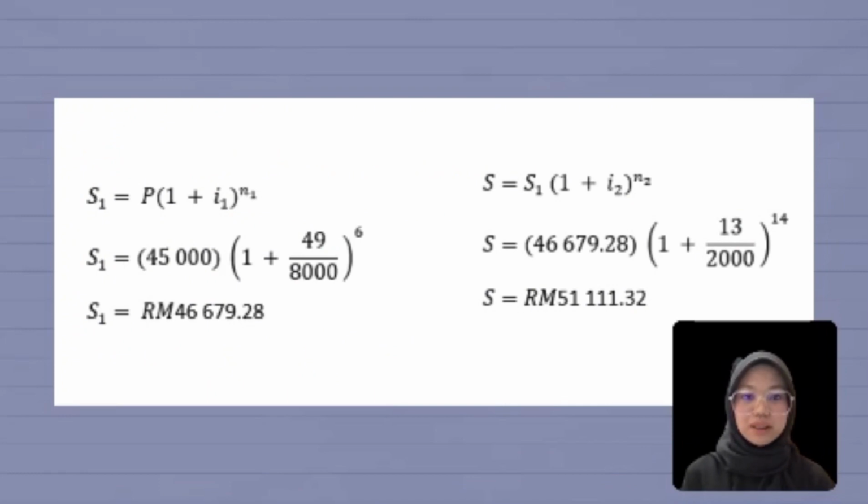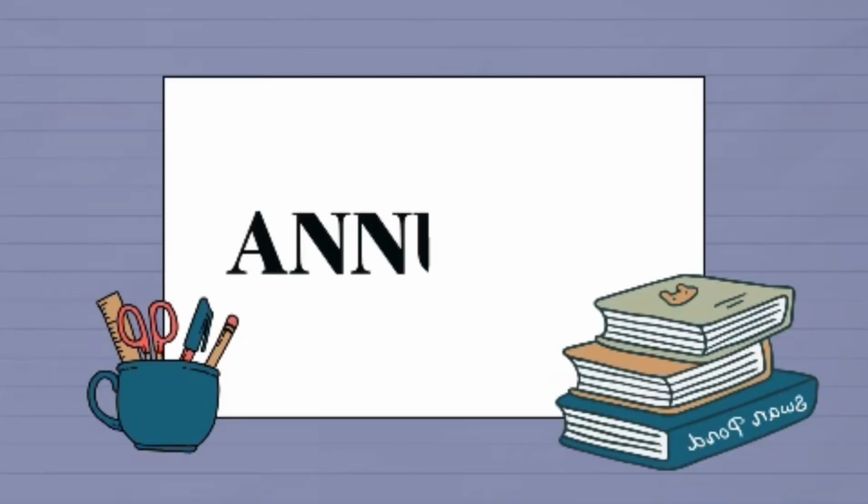So S1 equals P multiplied by (1 + i1) to the power of n1. S1 equals 45,000 multiplied by (1 + 49/8,000) to the power of 6, and we get S1 equals 46,679.28. Then S equals S1 multiplied by (1 + i2) to the power of n2. S equals 46,679.28 multiplied by (1 + 13/2000) to the power of 14, and we get S equals 51,111.32.